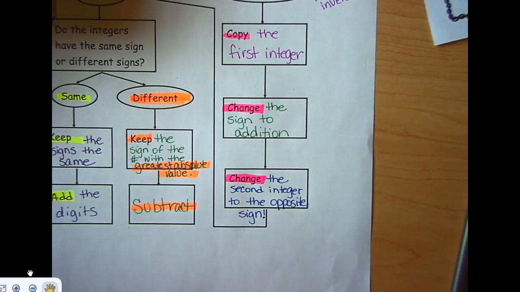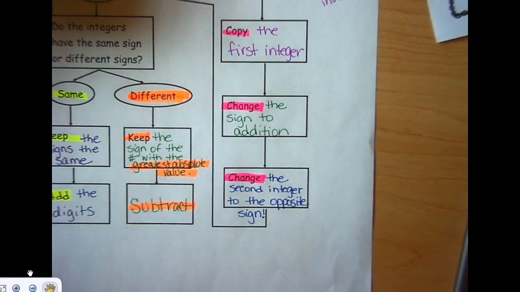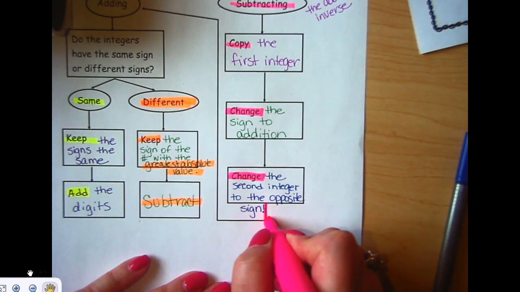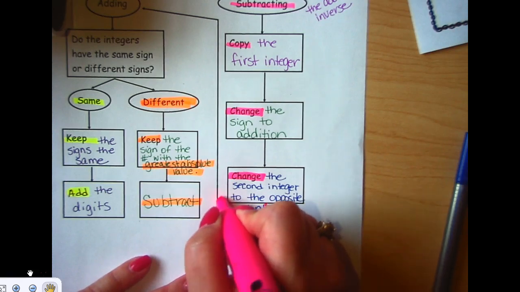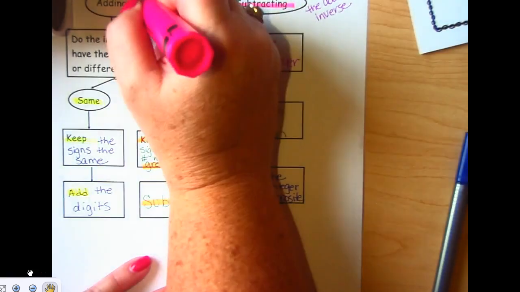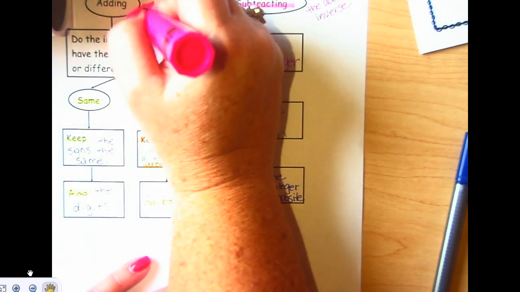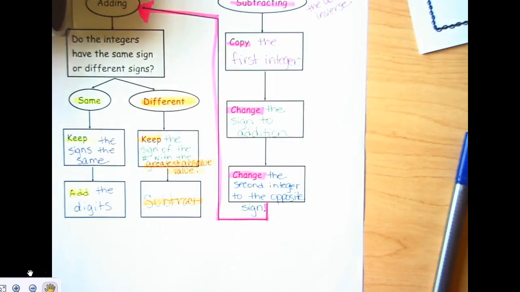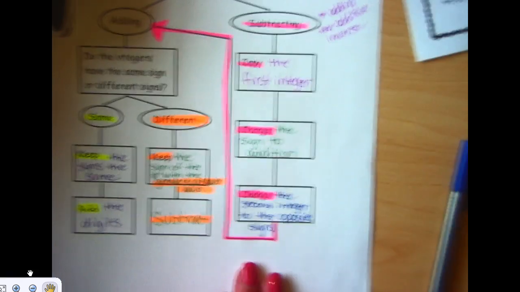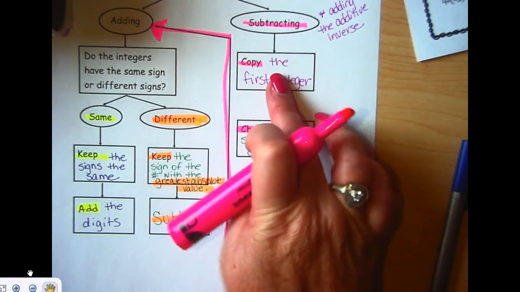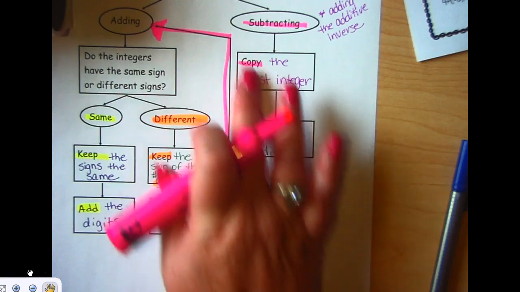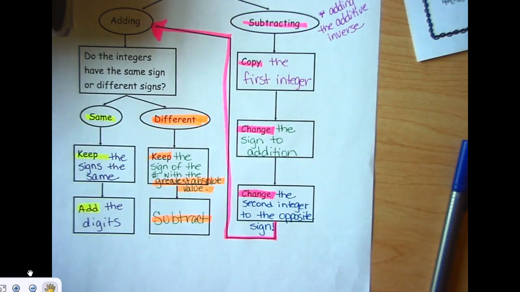And then, after you change it to the opposite sign, then you follow this flow chart. Watch. Go here, here. And then you have to follow the rules for addition. So, your flow chart for subtraction: keep, change, flip. And then you've got to go up and you've got to follow the rules for adding.